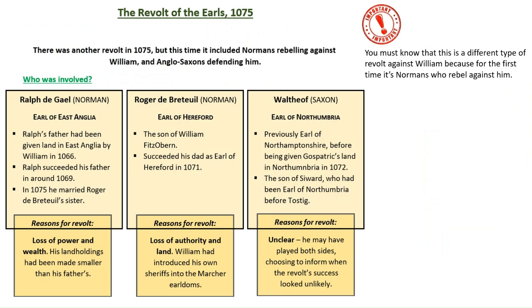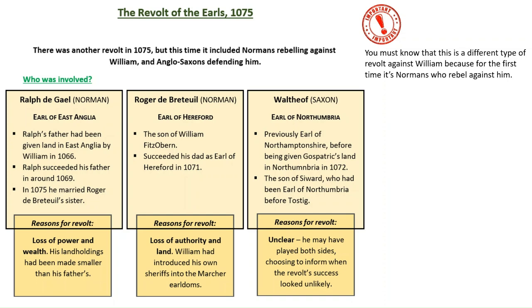Why did they revolt? Well, Ralph, it's about loss of power and wealth. When he took over from his father, he got less land. It was made smaller than his father's, so he's got less power, less money, and he's grumpy about it. Same for Roger. William had introduced his own sheriffs into the Marcher earldoms, so he made sure that Roger lost power. Yeah, you're still the earl, but you're losing authority.